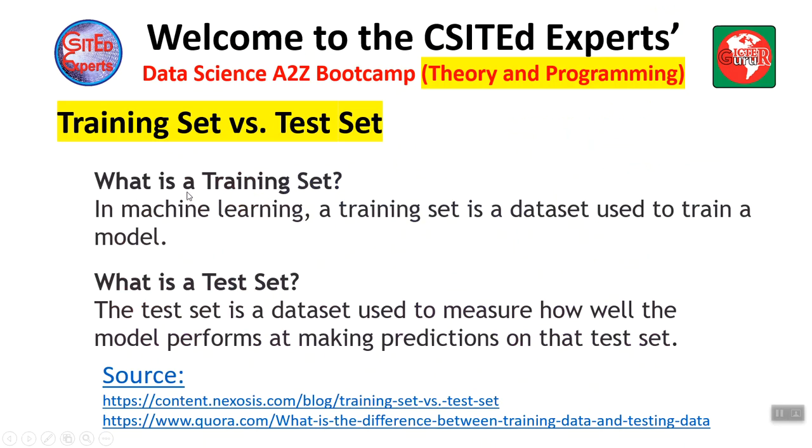In machine learning, a training set is the data set used to train a model. You develop your model based on your training set, and then when you have developed your model, you use your test set to measure the performance of your model, that is, how good the model is that you have just developed. Is the model reliable or not?